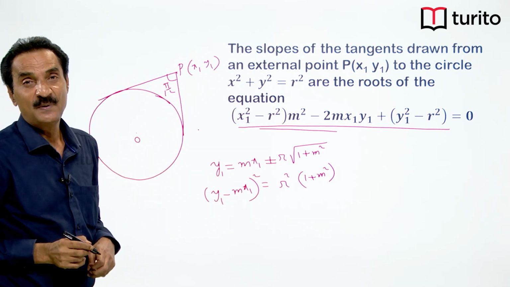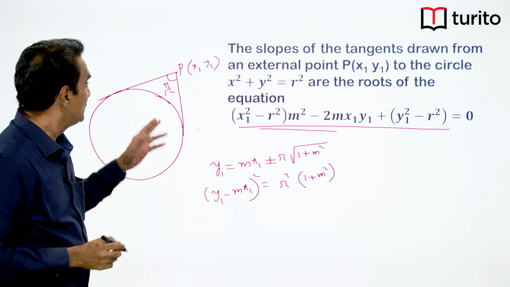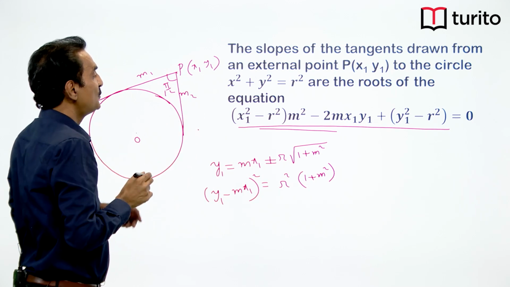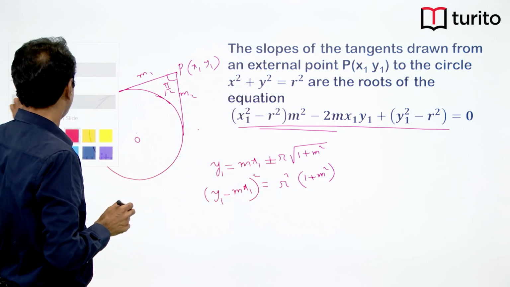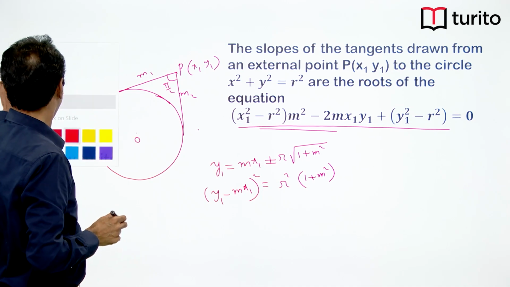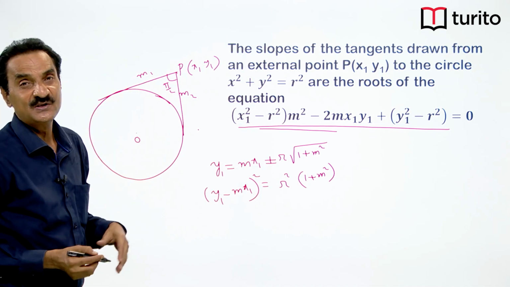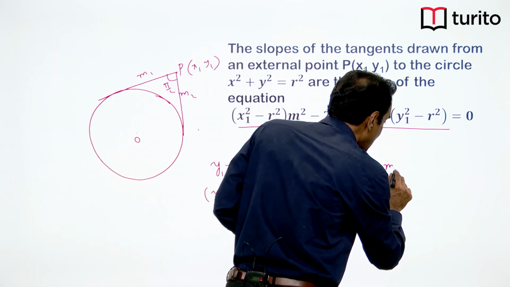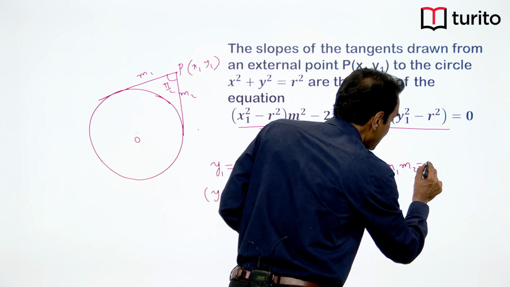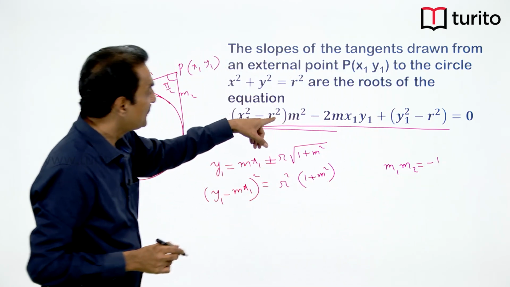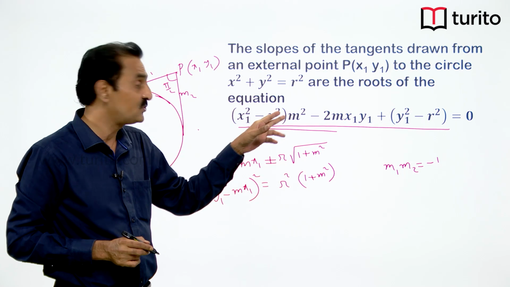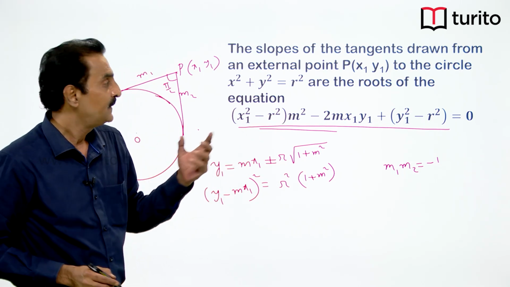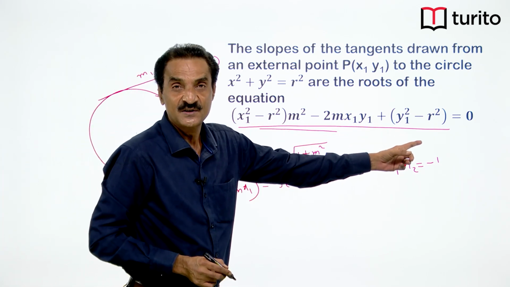If the two tangents are perpendicular to each other, then if the slopes of these two tangents are m1 and m2, then m1 into m2 is minus 1, is it not? m1 into m2 should be minus 1. Now, from this statement, m1 and m2 are the roots of this quadratic equation. Then what is the product m1 m2? It is the product of the roots of this quadratic equation.